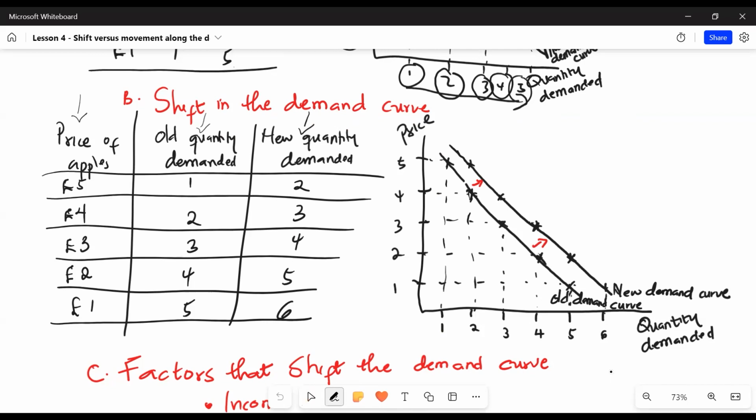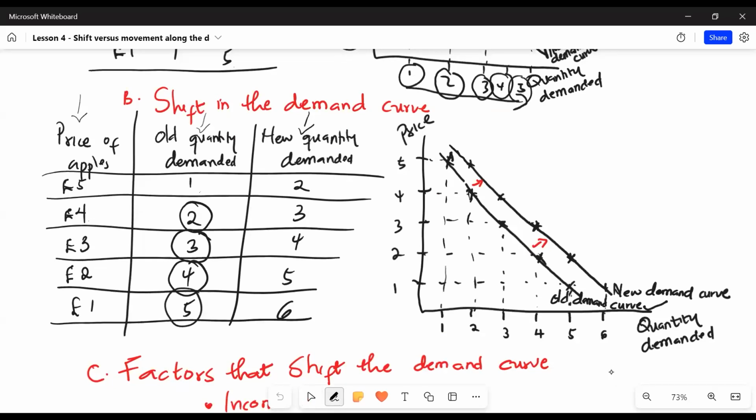So our old quantity demanded at price 5 is 1, at price 4 is 2, at price 3 is 3, at price 2 our old quantity demanded is 4, and at price 1 our old quantity demanded is 5. So we represent this on our curve using this old quantity demanded.